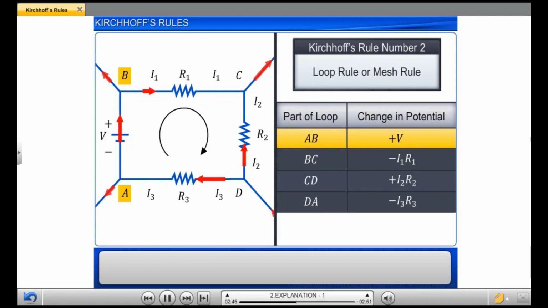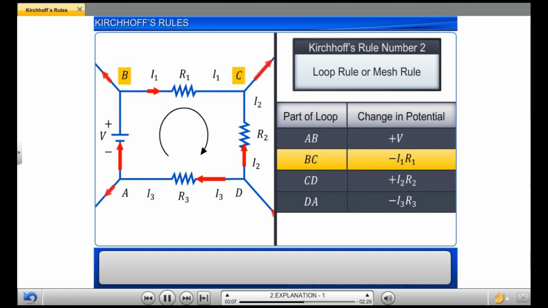AB. While moving from point A to point B, we go from the negative terminal of the battery to the positive terminal of the battery. Therefore, the change in potential is plus V, which is the voltage of the battery. BC. Current I1 is passing through R1. The direction of current I1 and the direction of walk-through is the same. The change in potential is minus I1 into R1.